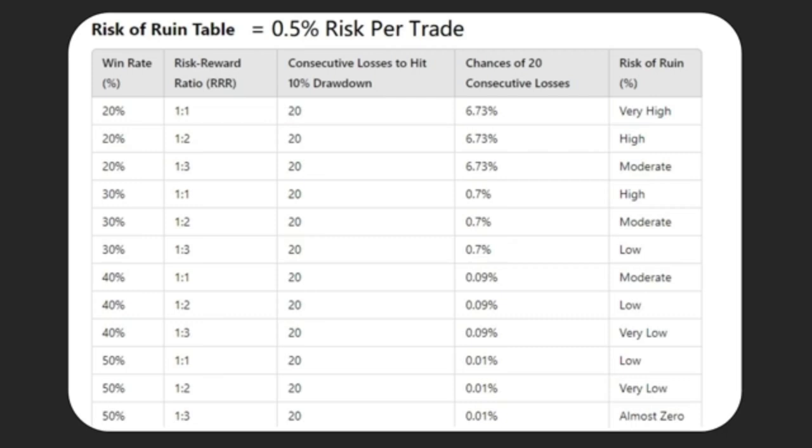If your win rate is 50% and risk to reward ratio is 1 to 3 R, then in that case your risk of ruin is none, zero, meaning your chance of blowing your account or reaching the 10% drawdown is zero, and you will never reach that drawdown as long as you consistently follow your plan, which has a 50% win rate and a risk to reward ratio of 1 to 3 R. And in this table, by blowing an account I mean reaching a 10% drawdown, right? So remember that. You can see the rest of the combinations for yourself, and you can examine the whole table.